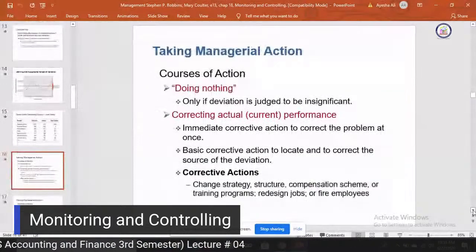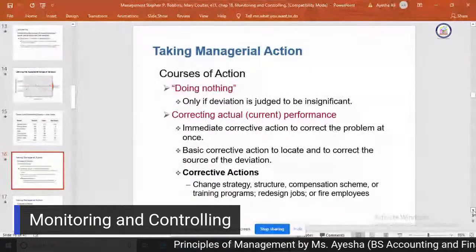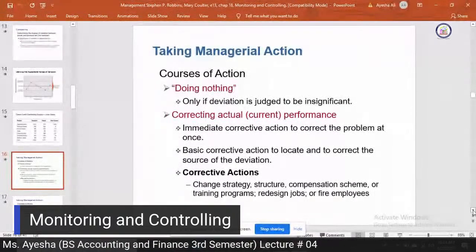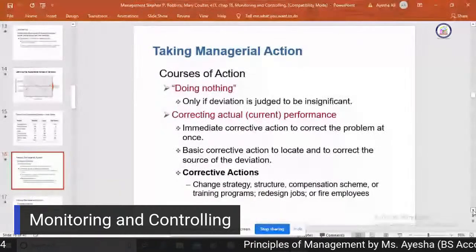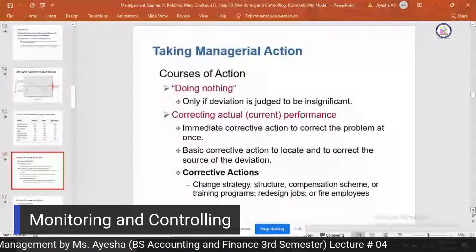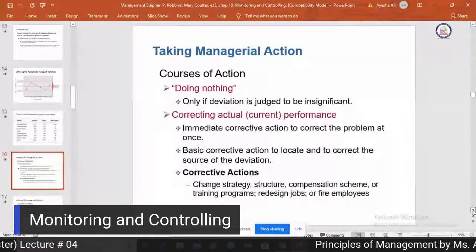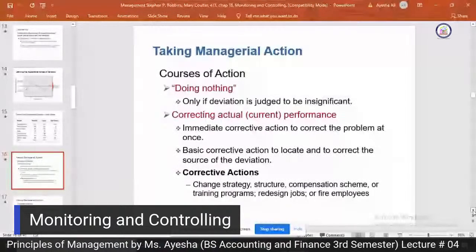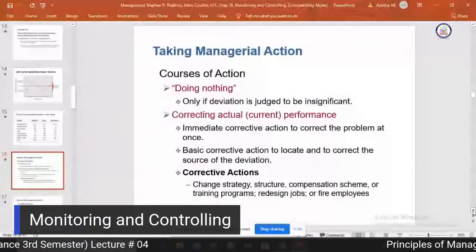So then we have taking managerial action, the course of action. The first one is doing nothing, only if the deviation is just judged to be insignificant. If the variation is insignificant, unimportant, we ignore it and we do nothing. And after it, correcting actual and current performance. If the deviation is significant, we take corrective action, in which we have immediate action and we have basic action.